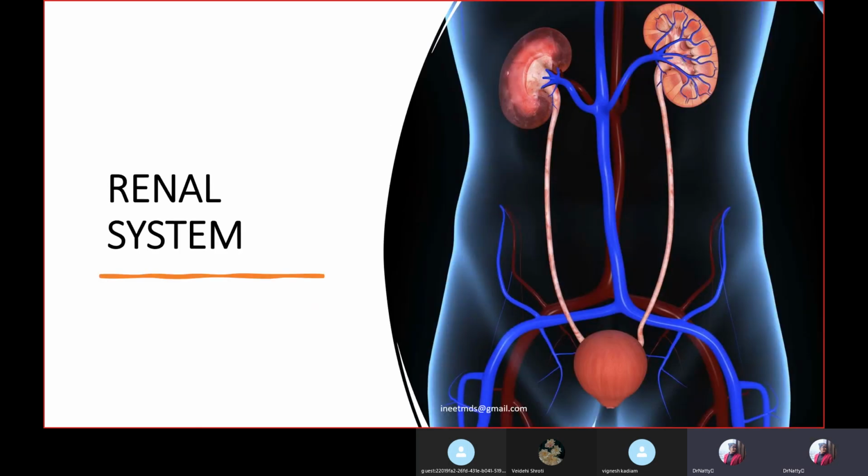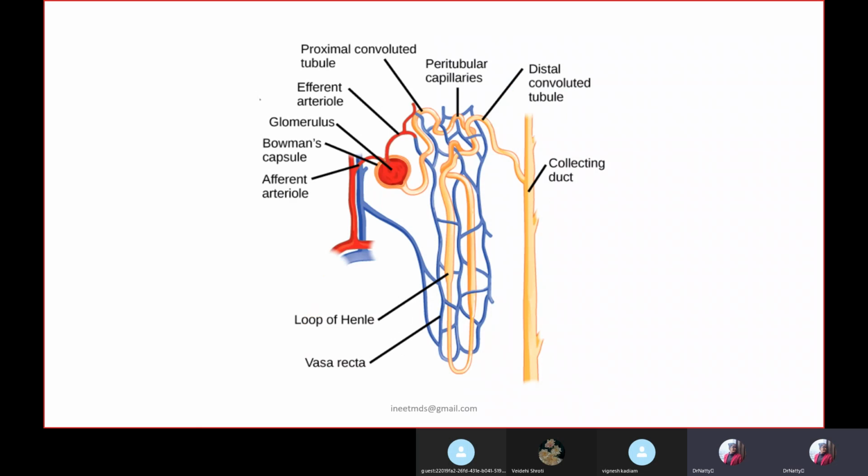Next, moving on to the renal system. Under the renal system, nothing much from a physiology point of view. This one particular feature you should know: something called the loop of Henle and vasa recta. You have something called a counter current multiplier and a counter current exchanger. Even if you don't understand the concept, just remember, loop of Henle is called the counter current multiplier and vasa recta is called the counter current exchanger.